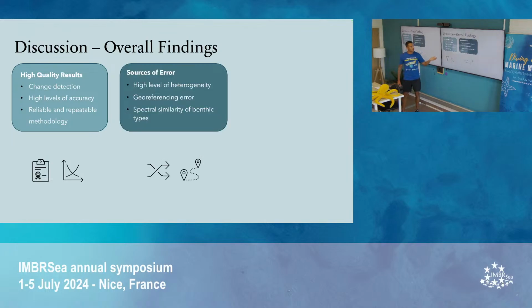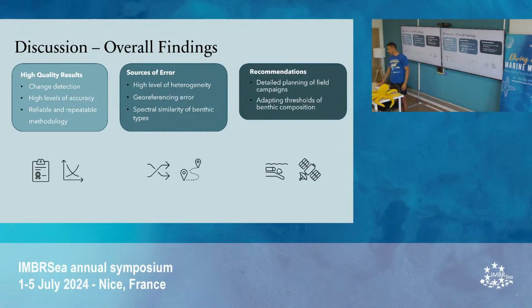Some sources of error that we were able to identify was the high level of heterogeneity. This is something we can't really control, but the mixing of the substrates in the habitat really drives that lower accuracy in some of the classes. Some of these also have to do with the georeferencing error. So for example, the GPS points are not always fully accurate, as well as the satellite inaccuracy. And again, the spectral similarity: a lot of the habitat looks different to us, but for a satellite looks the same. So that obviously drives some of the accuracy.